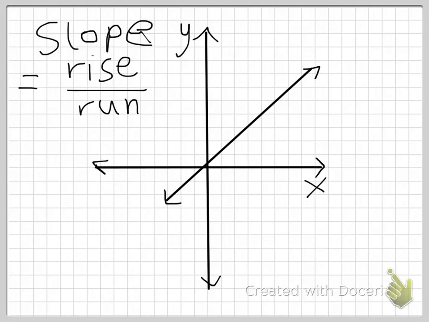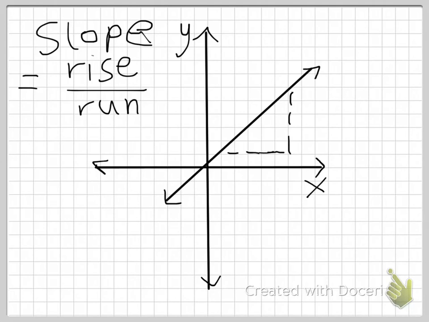So what does that mean? Well, the rise is how far up something goes in a given interval. So this is how far up it goes in some space, and the run is how far to the right or left it goes. So this would be the rise, and this would be the run.